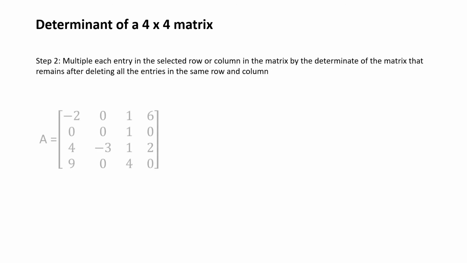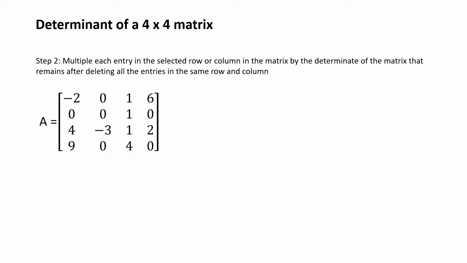Next, we're going to perform step 2. So we need to multiply each entry in the selected row or column in the matrix. So we've selected this row right here, and we know that it has 3 zeros, and a 0 multiplied by any value is 0. So we only have one element that we need to assess in this row.